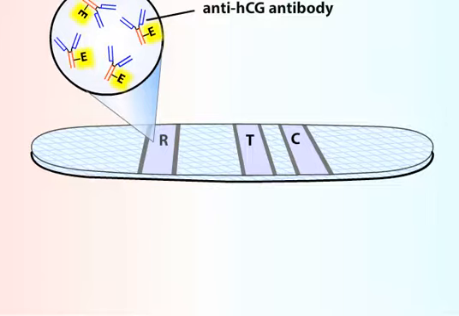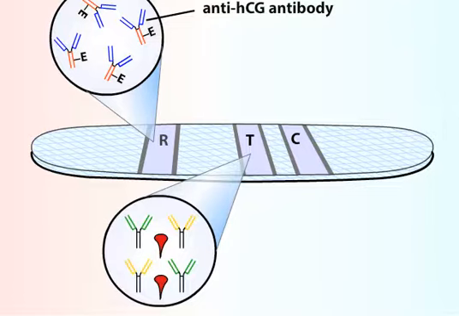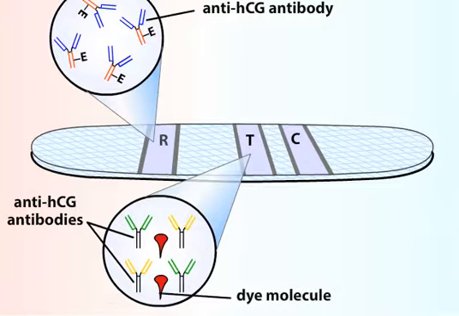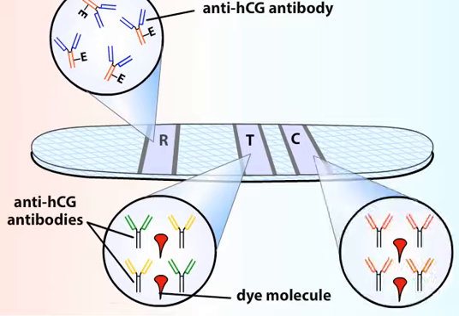The letter E signifies that these antibodies have been linked to enzymes that can participate in color reactions on the test strip. Like the reaction zone, the test zone contains anti-HCG antibodies. In addition, this zone contains dye molecules that will participate in the color reactions. The control zone also contains dye molecules for the color reactions.